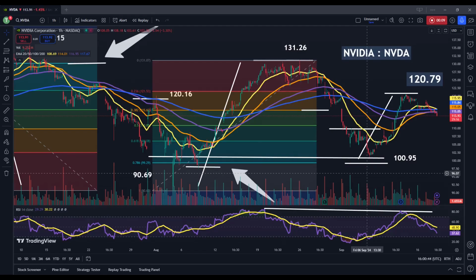Here we have the current stock market update for NVIDIA Corporation, stock ticker NVDA.